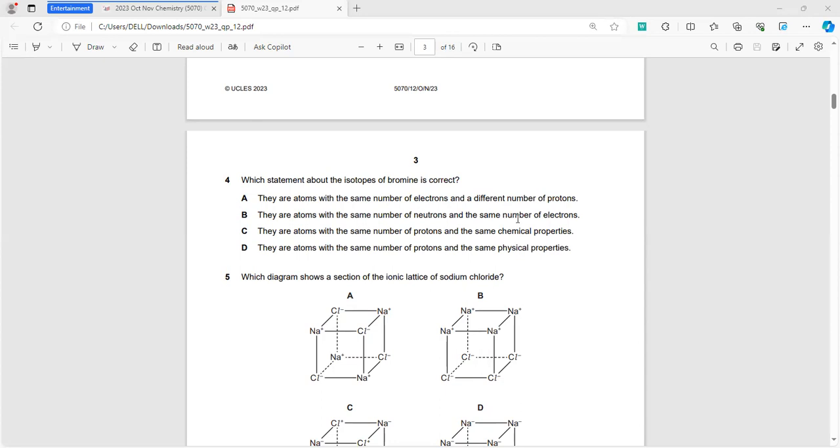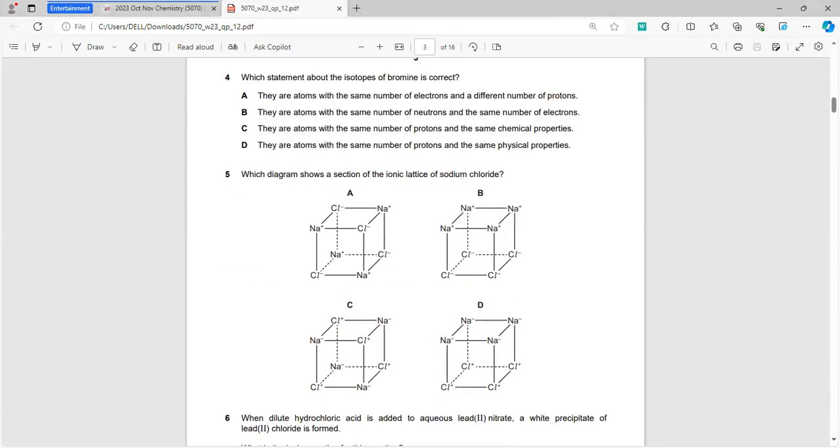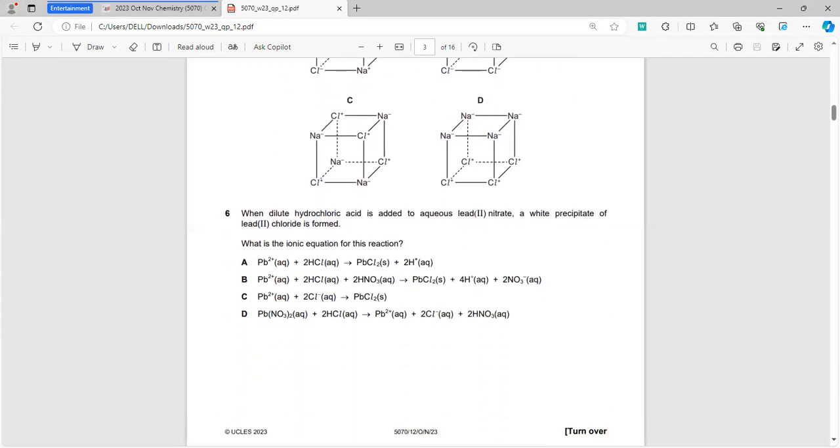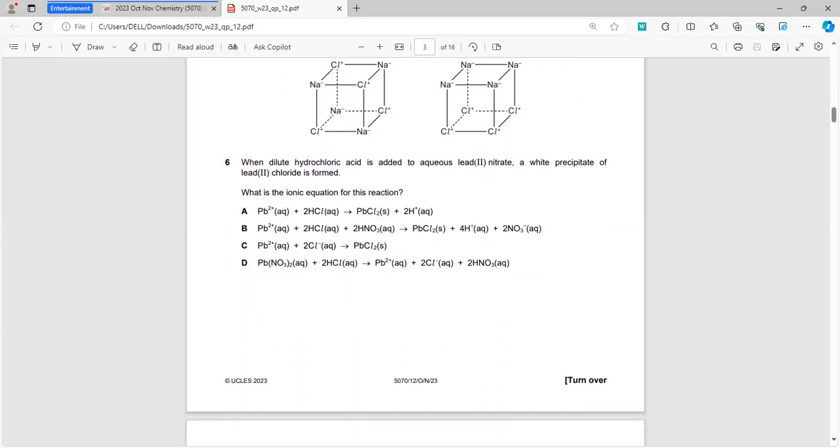Now, on question number 5, a lattice is the predominant structure of an ionic compound, and in the case of sodium chloride, we see that each sodium ion is surrounded by six chloride ions, and this is a characteristic pattern. You all know that sodium chloride conducts electricity when it is in the molten or aqueous state.